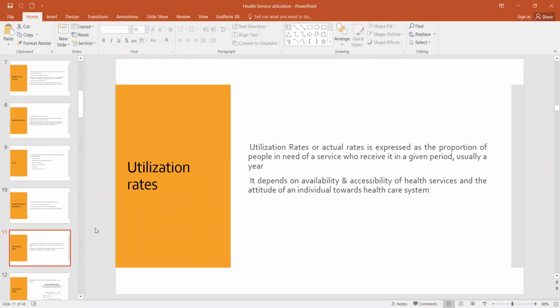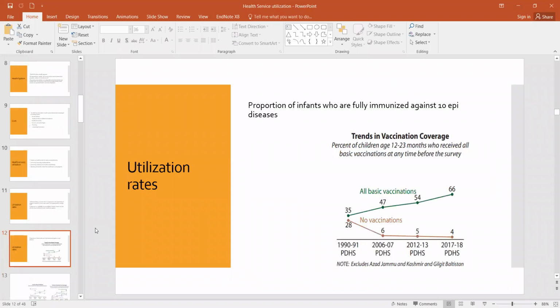What is utilization rate? Utilization rate, or actual rate, is expressed as the proportion of people in need of services who receive it in a given period, usually in a year. It depends upon availability, accessibility of health services, and the attitude of an individual towards the healthcare system.